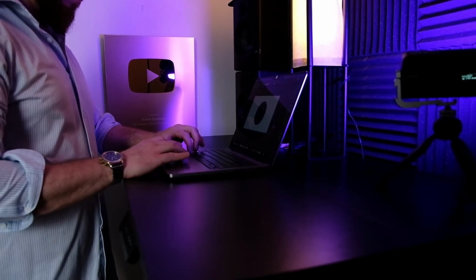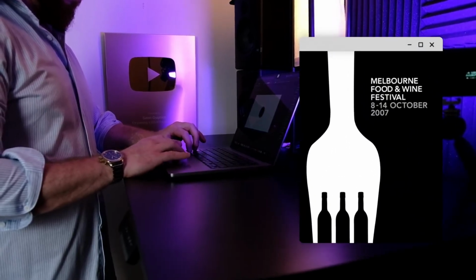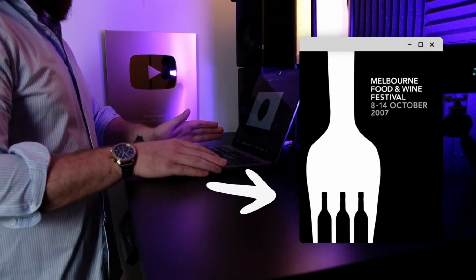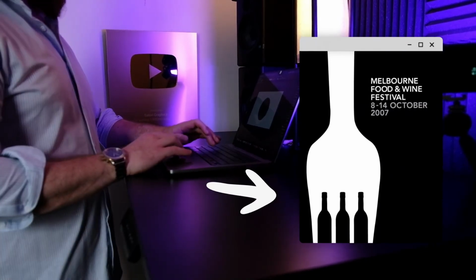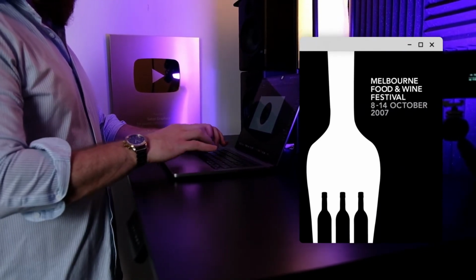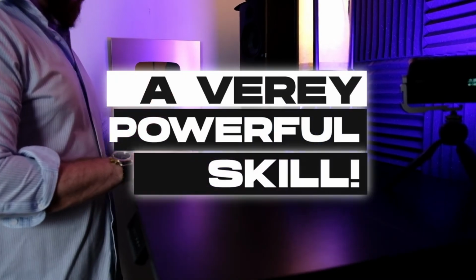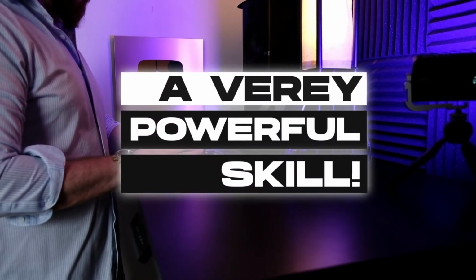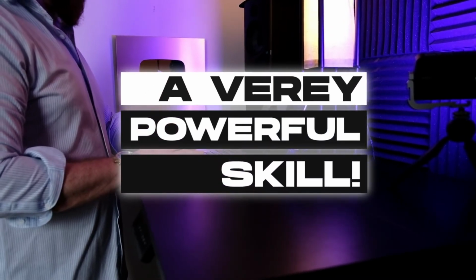But when done correctly, they simply look awesome and stay in the memories of people who view them. And as a graphic designer, being able to create something that stays in the minds of people is a hugely powerful skill to have, and shouldn't be underestimated.